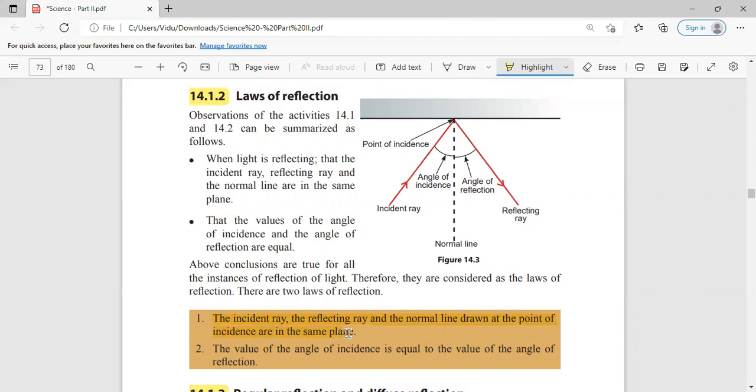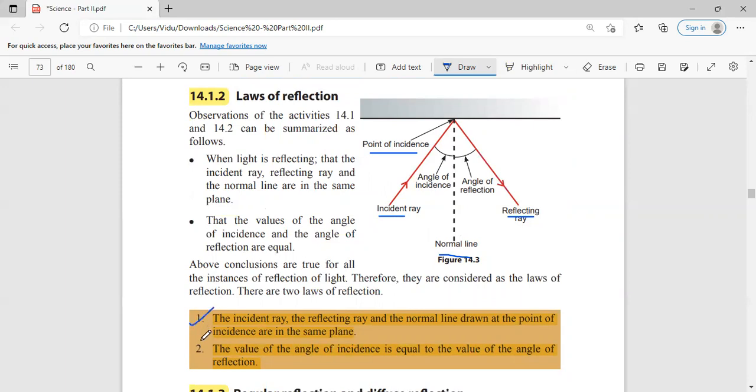You need to remember this. The incident ray, the reflecting ray, and the normal line drawn at the point of incidence are in the same plane, and the value of the angle of incidence is equal to the value of the angle of reflection. Here you can see the incident ray, reflecting ray, and the normal line, point of incidence, all are drawn in the same plane. So the first one is correct.